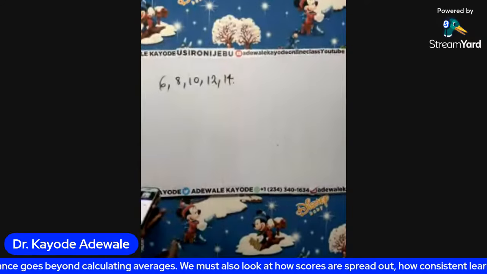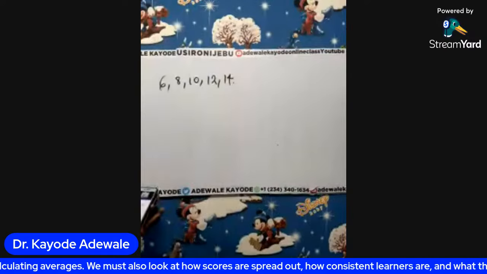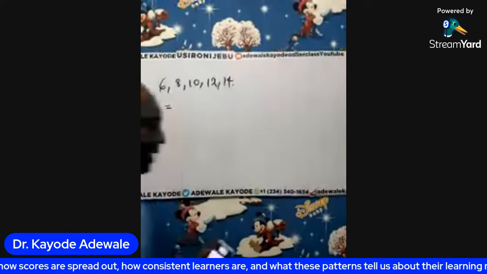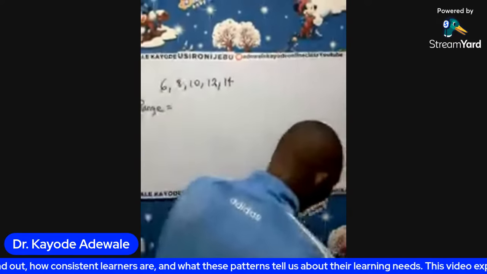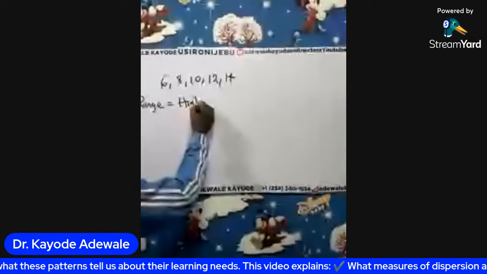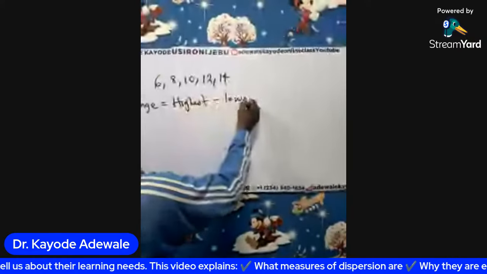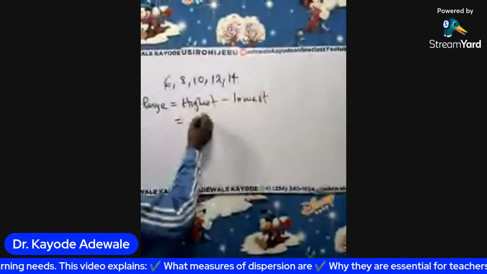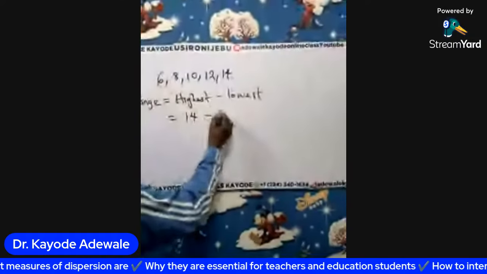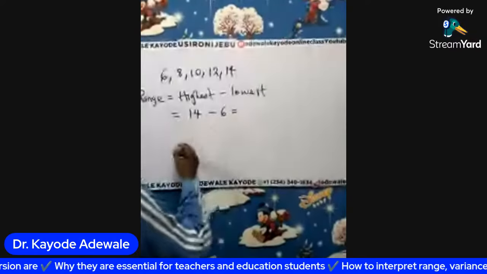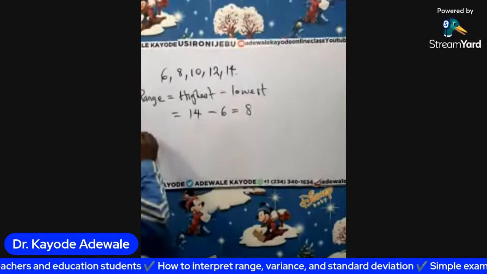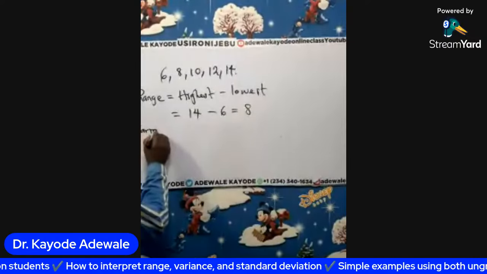So for this now, this is just ungrouped data. So the first thing we have to find here, if you want to talk about the range of this value, is to look at the highest value. The highest minus the lowest. So the highest here is 14, minus the lowest, which is 6. So the range of this data is just 8.